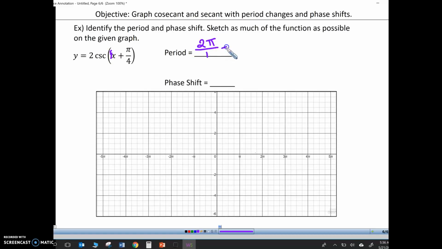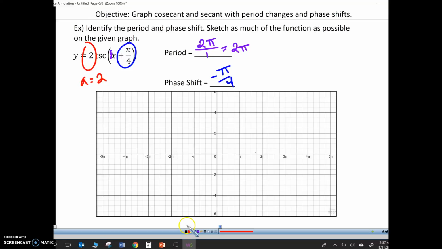So 2 pi over 1 gives us 2 pi. So our period's 2 pi, that's not going to be changed. And we have a phase shift here of negative pi fourths. So we're just going to shift back pi over 4. The other thing worth noting is that a is 2, so we're going to stretch, or multiply by a factor of 2.